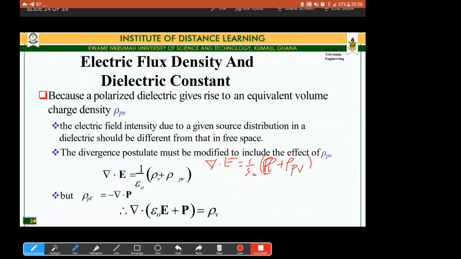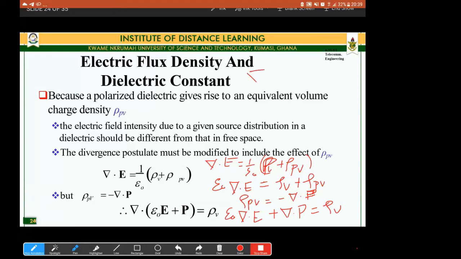Now by multiplying by epsilon naught, we have epsilon naught divergence of E equals rho V plus rho PV. And we know that rho PV is given by the negative divergence of P, as we saw in the previous slide. So if you substitute that, we can bring this to the other side. Then we have epsilon naught divergence of E plus divergence of P equals rho V. Since divergence is common, we can pull the divergence out, and then we have divergence of, in brackets, epsilon naught times E plus P, equals rho V.